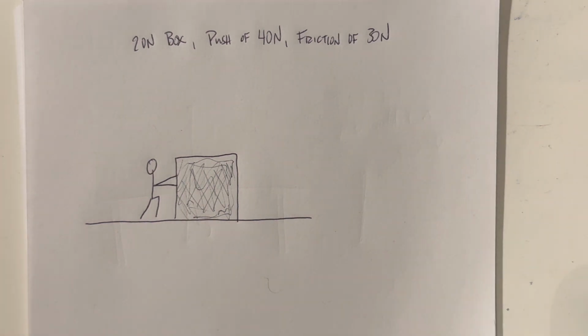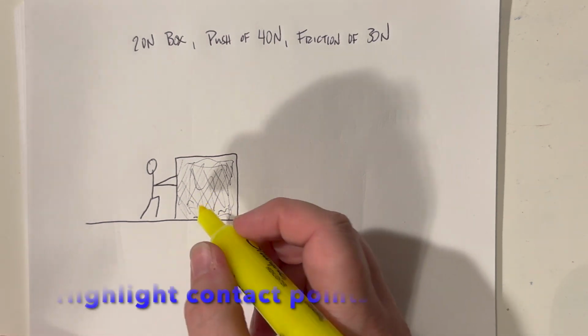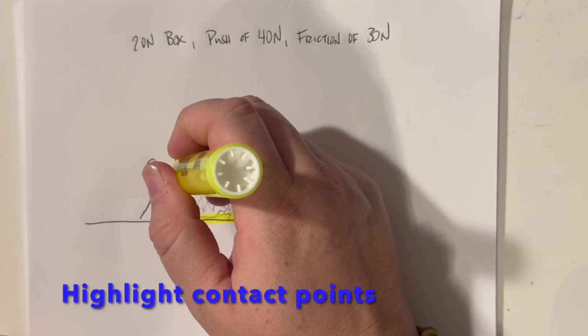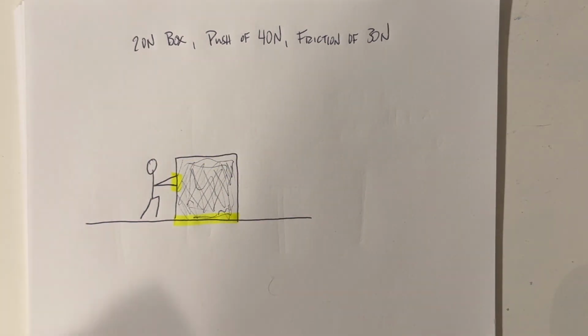Then we'll highlight our areas of contact. And so we know that the box is touching the floor here, and we know that the hands are touching the box there. This will help us identify the forces that are acting on the box and where they are. Then we can label our contact and our non-contact forces.